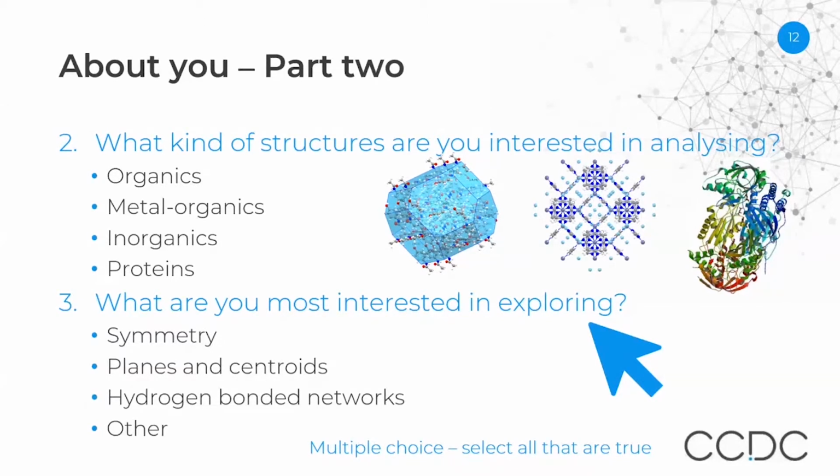I can see a lot of you are interested in hydrogen bonded networks. I think it's a split between organics and metal organics. We've just learned that the CSD contains organic and metal organic structures, so that's a good sign. If there are other things that you'd like to learn, I can see that 13% of you have ticked other, then do type those in the chat box as we go through the session.